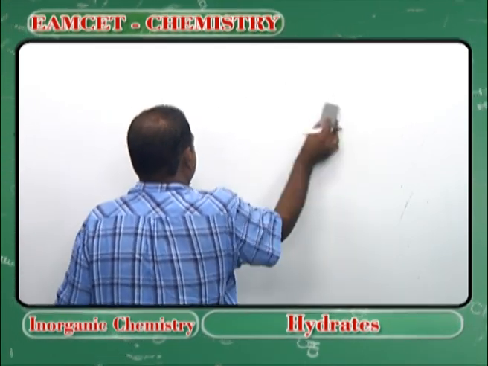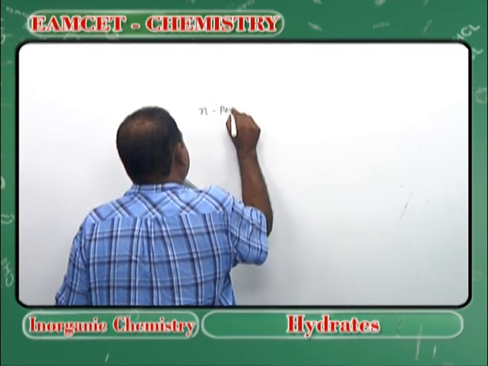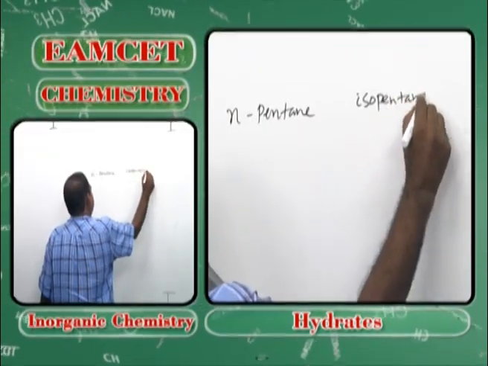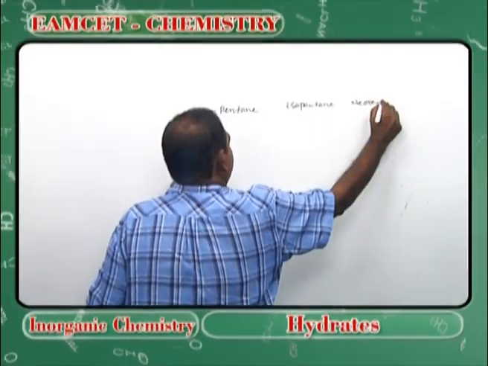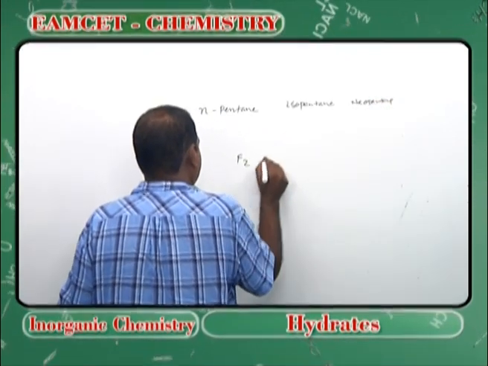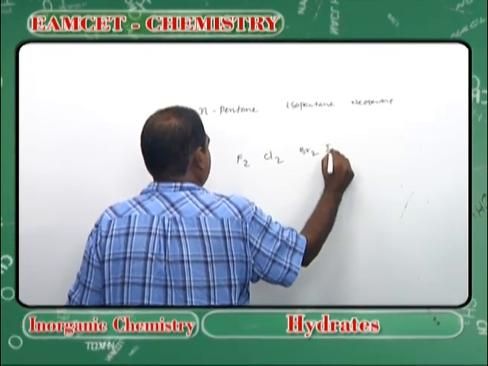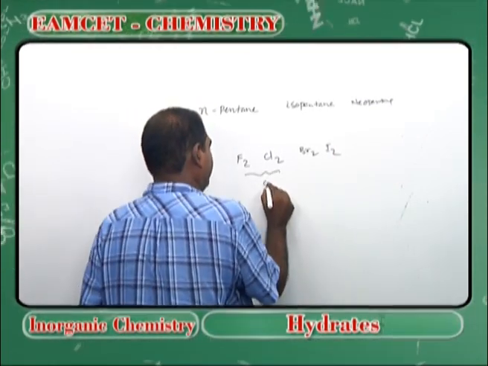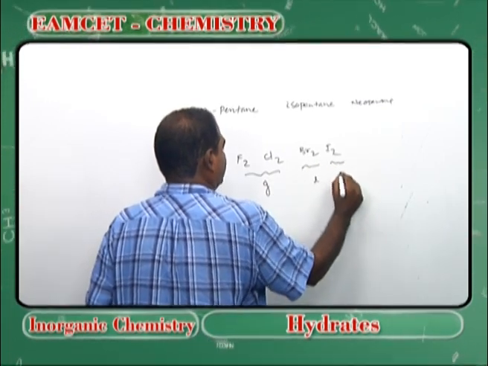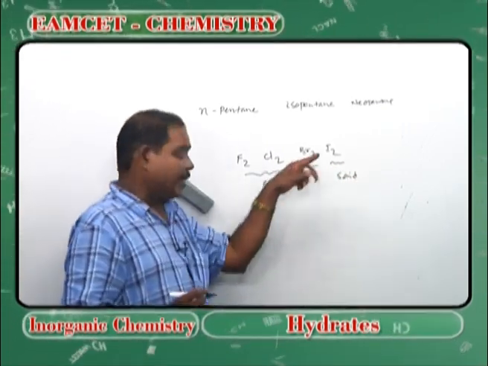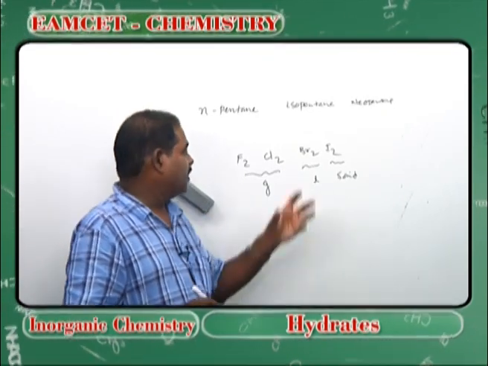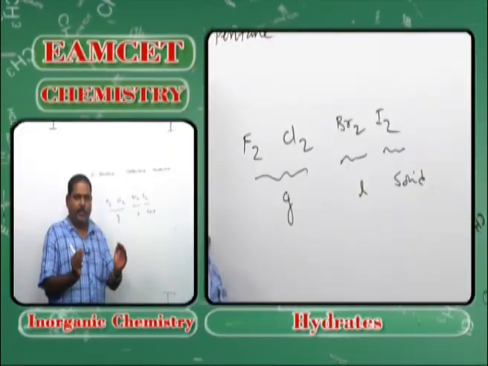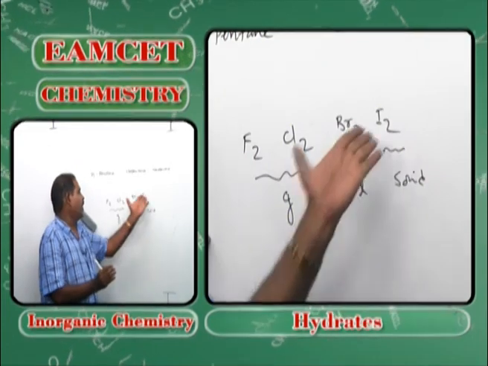Last question. N-pentane, isopentane, neopentane. Another question. Fluorine, chlorine, bromine, iodine. Boiling point of which is more? Fluorine and chlorine are gases at room temperature. Bromine is a liquid. Iodine is a solid. What does it tell you? As the mass increases, the intermolecular forces are increasing. Therefore, they are coming together. Fluorine molecules far apart. Chlorine little apart. Bromine very close. Iodine is a solid in fact.